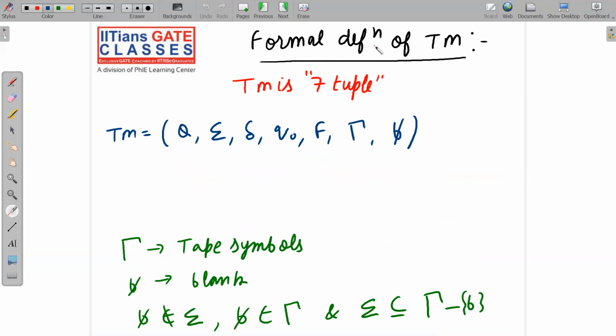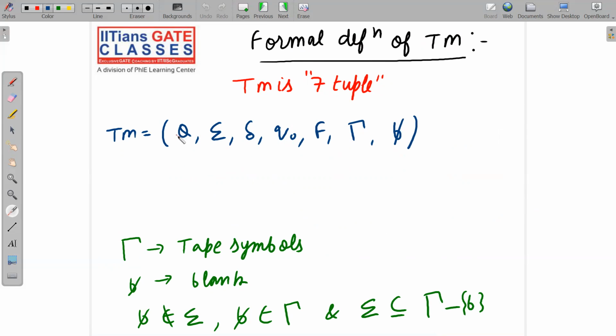Yeah, so now we are jumping to the formal definition of Turing machine. Okay, so the formal definition is: Turing machine is a seven tuple. FA was a five tuple, PDA was a seven tuple, and Turing machine is also a seven tuple. See, different books use different notations. Some books say Turing machine is a four tuple, some say five tuple, but we are using the standard definition, that is seven tuple, and this is also from the Aho Ullman book, your standard textbook of TOC. Okay, so what are those seven tuple? Q, sigma, delta, Q naught, F, tau, and blank.